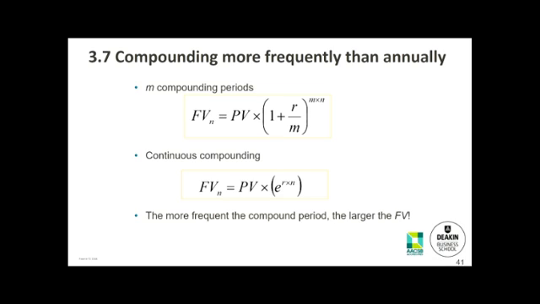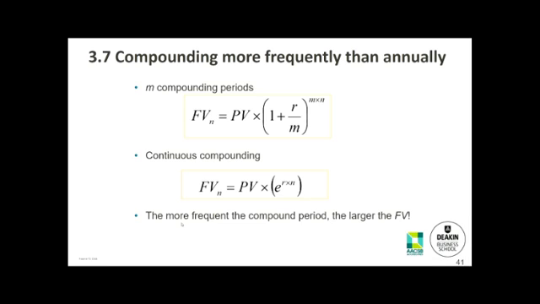M is 2. So in my example, it will be what? $100 times 1 plus annual interest rate 10% divided by M, which is equal to 2, to the power of 2 times 1, which is 2. We have more examples coming. Does this make sense for you? That's how it works. Let's leave the continuous compounding for a while. Let's do more examples.